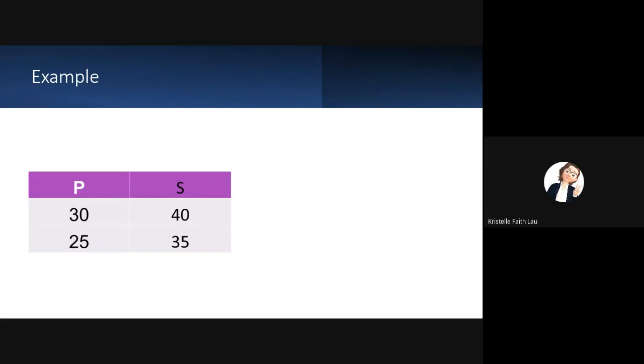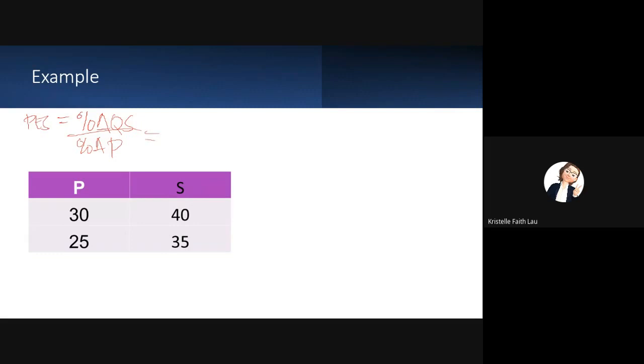Okay, so for our formula, again, we have the PES equals the percentage change in our quantity supply over the percentage change in our price.